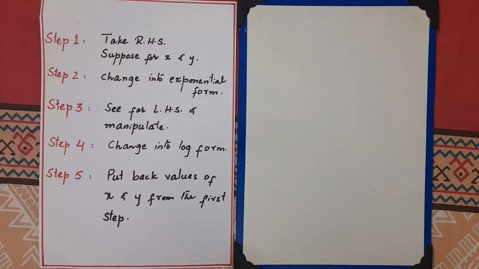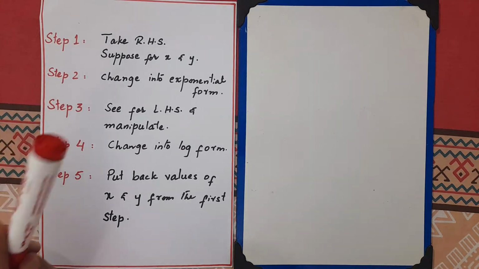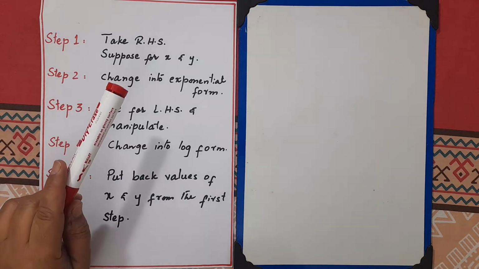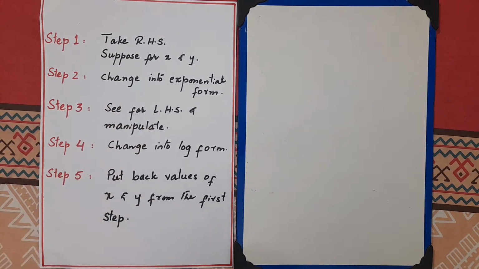Now we are going to review the steps involved in proof of these laws. Step 1 was, we are going to take right hand side and suppose for x and y. In step 2, we are going to change into exponential form. For step 3, we will see left hand side and manipulate. Step 4, change into logarithmic form again, and at the end we are going to put back the values of x and y that we had supposed in the first step.